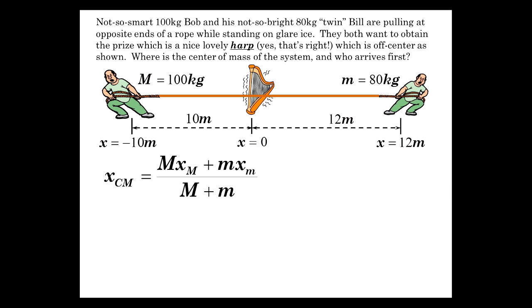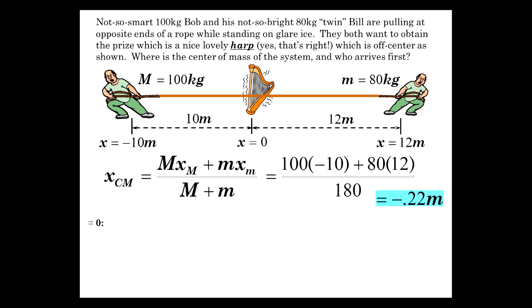So let's solve it. Let's get the position of the center of mass. So our reference point is x equal to 0. From here, we're going to plug it into the center of mass equation. Mass 1, we'll call that Bob, times his position, plus Bill's mass times his position, over the total mass. So from x equal to 0, we have Bob being at -10, Bill being at 12, multiplied by the respective masses, divided by the total mass, and we get the position of the center of mass, minus 0.22 meters. So the center of mass of these two characters is somewhere right around here.